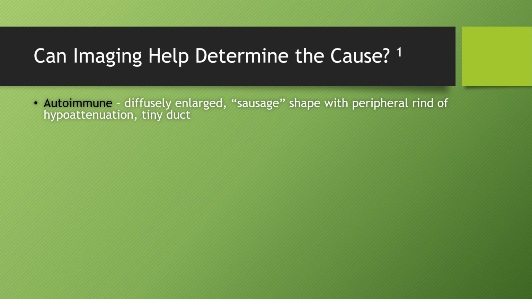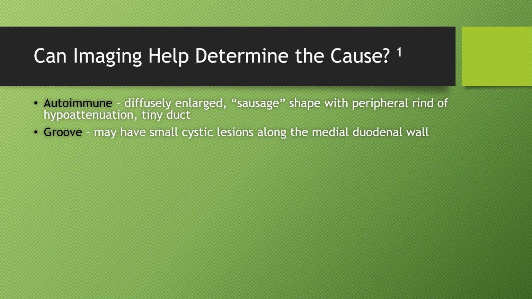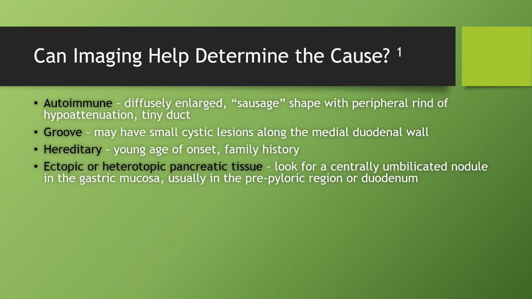Groove pancreatitis is inflammation between the pancreatic head and the duodenum, and in this case, you may have small cystic lesions along the medial duodenal wall. I've never seen that in real life, but that's what they say. In hereditary pancreatitis, usually these are a young age of onset and they have a family history. Ectopic or heterotopic pancreatic tissue can become inflamed.